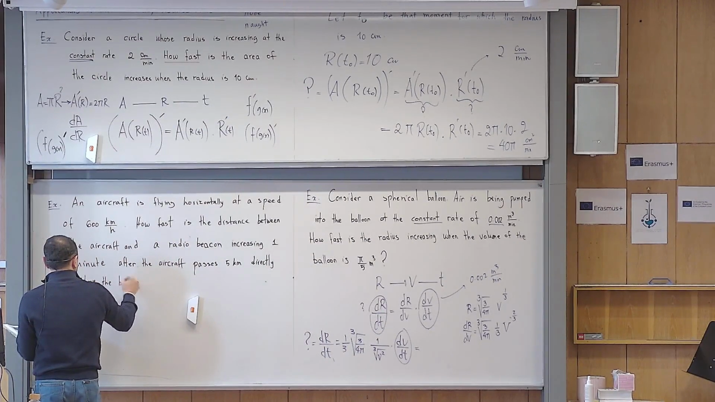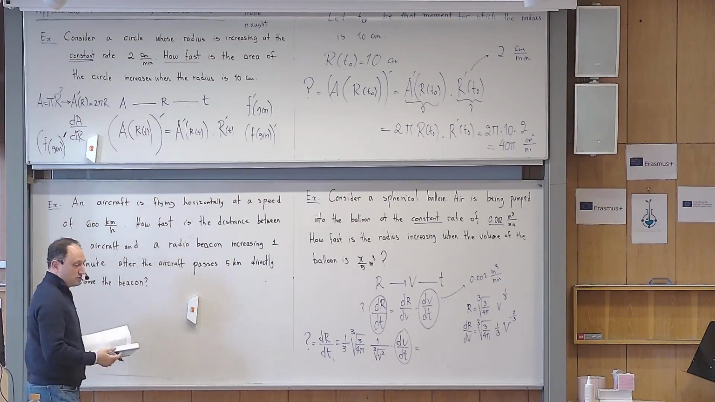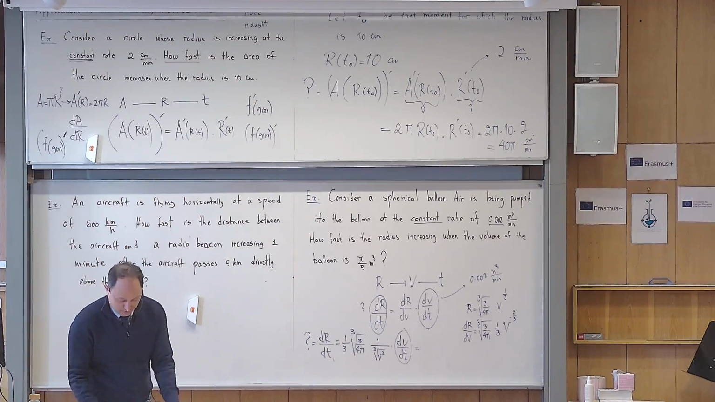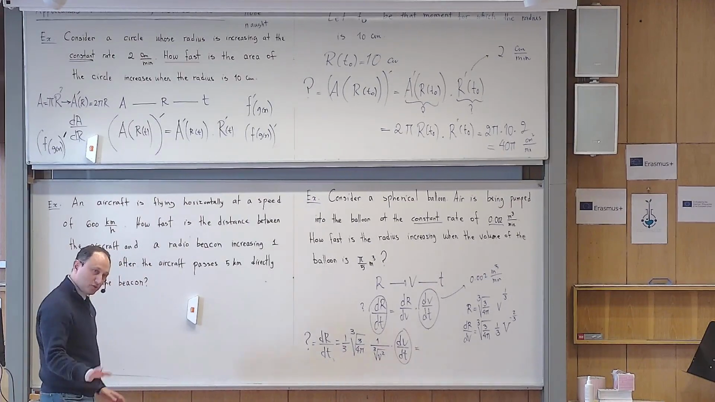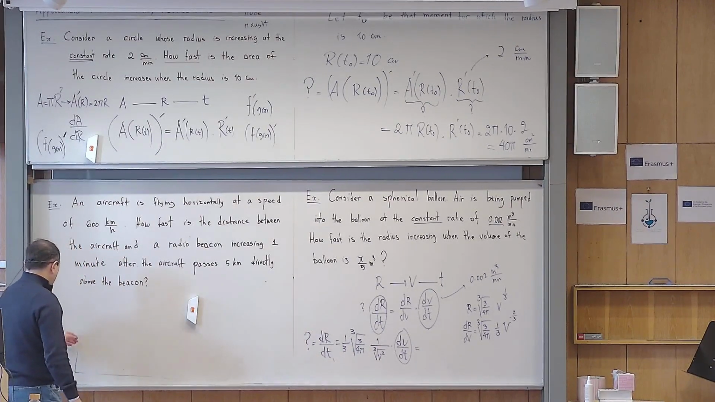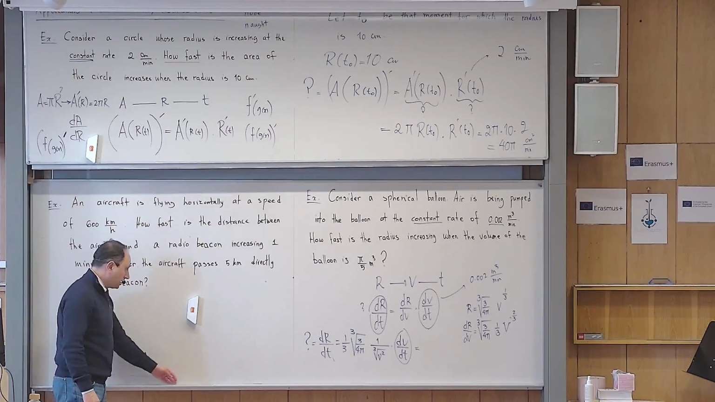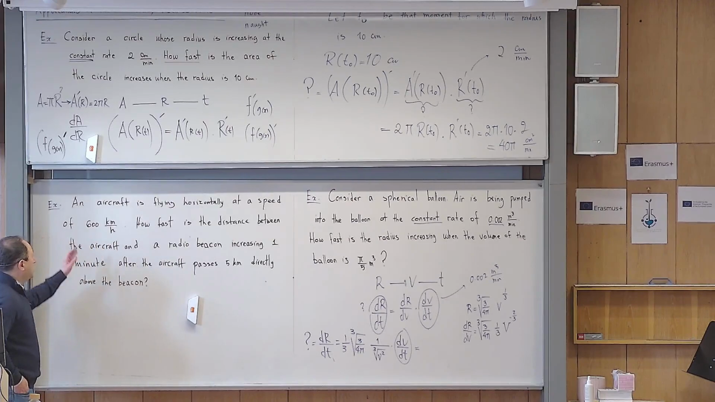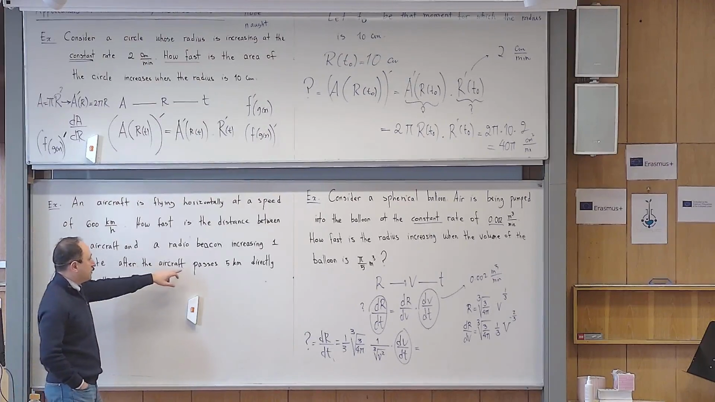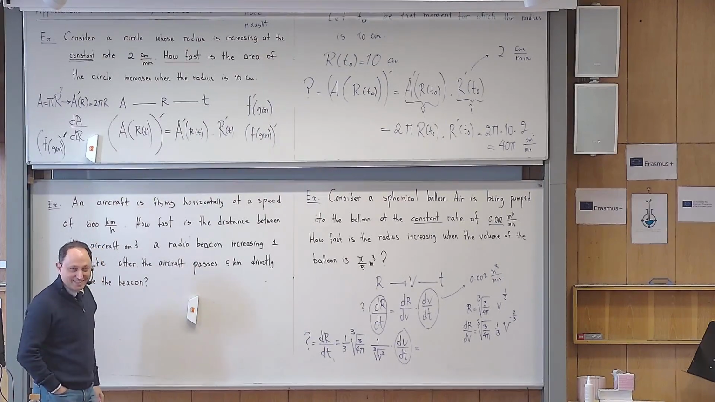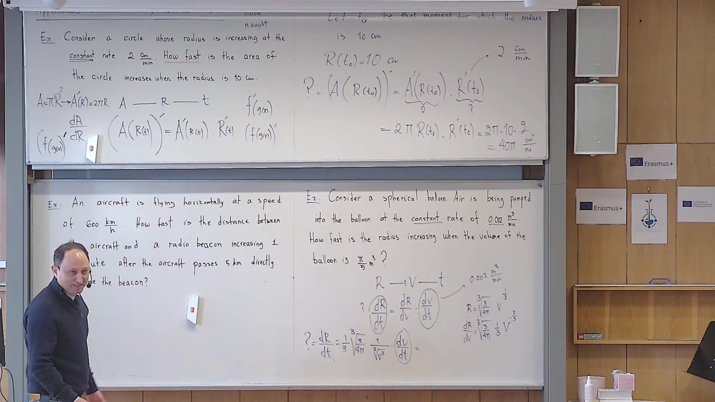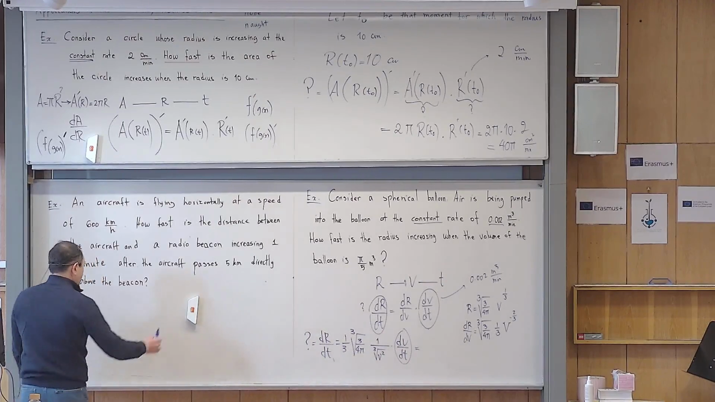Okay, I don't know, because I see the picture here, so I cannot judge if I could understand what this would mean. But by looking at the picture, I understand. So let me also describe that. I want to make sure that you understand the problem correctly and then start solving it. So an aircraft is flying horizontally at this speed. How fast is the distance between the aircraft and a radio beacon increasing 1 minute after the aircraft passes 5 kilometers directly above the beacon? Is the text clear? This is what is written. But anyway, I see the picture here. This is what they mean.